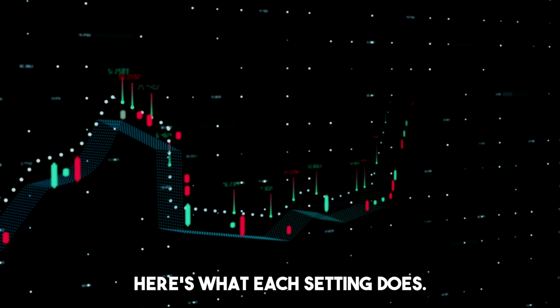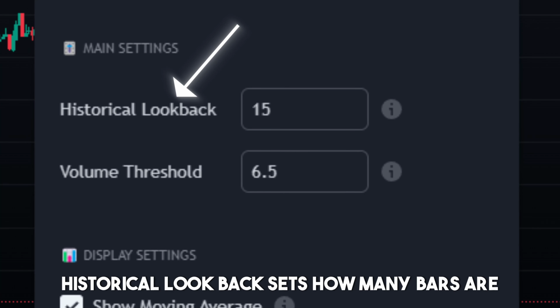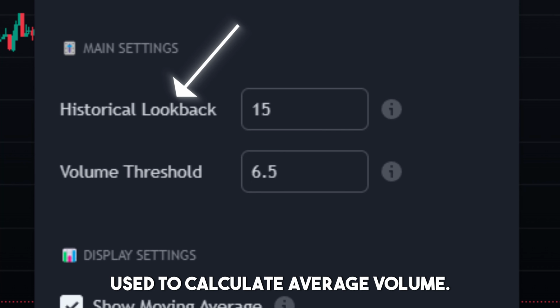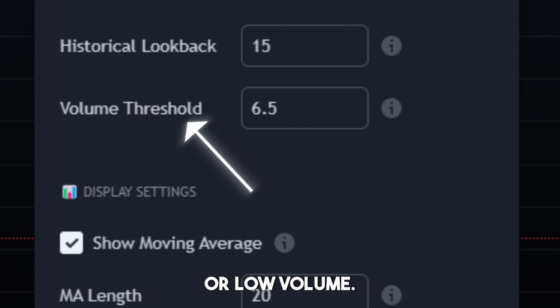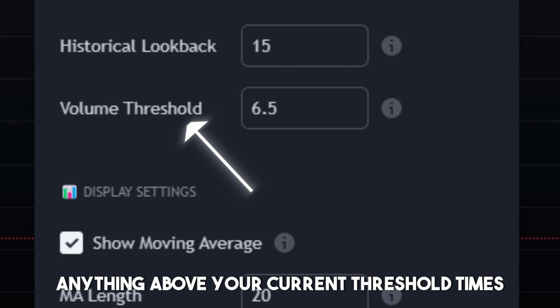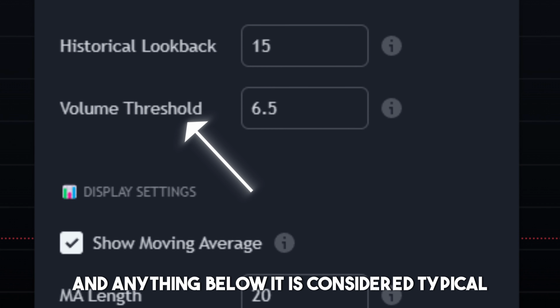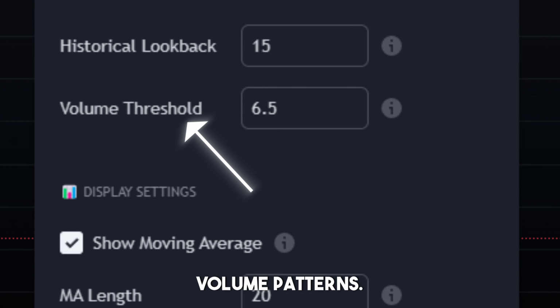Here's what each setting does. Historical lookback sets how many bars are used to calculate average volume. Volume threshold marks what counts as high or low volume. Anything above your current threshold times normal is high, and anything below it is considered typical volume patterns.